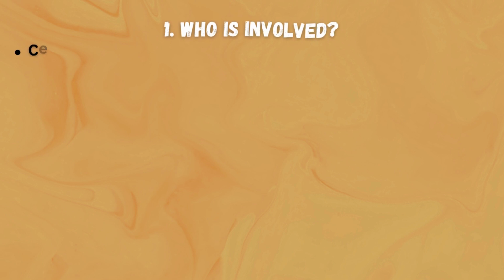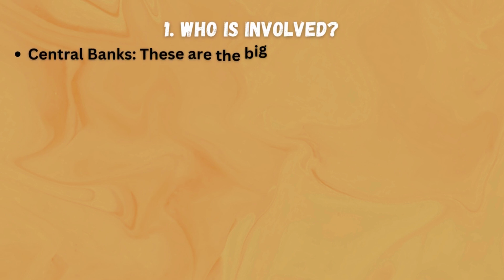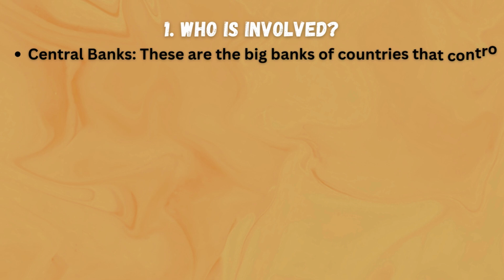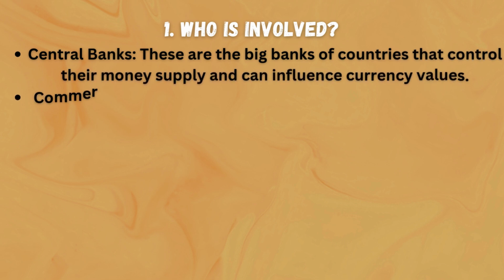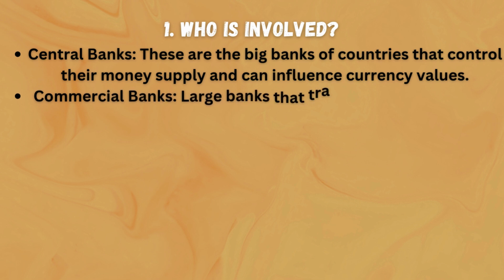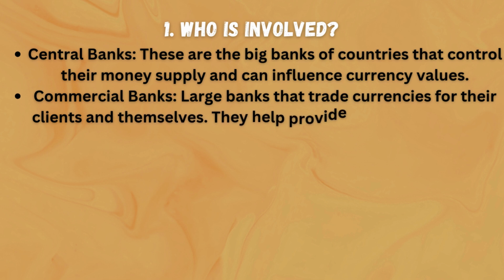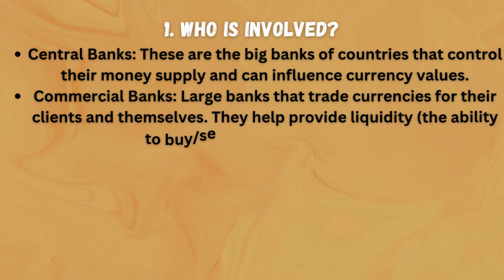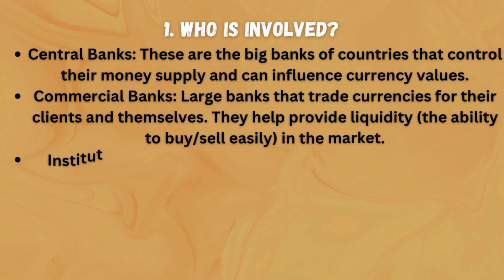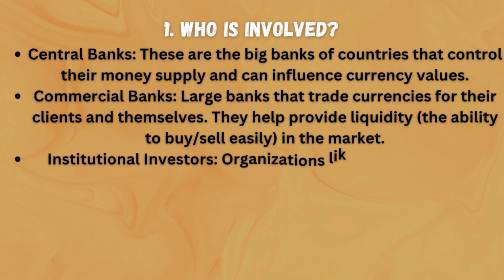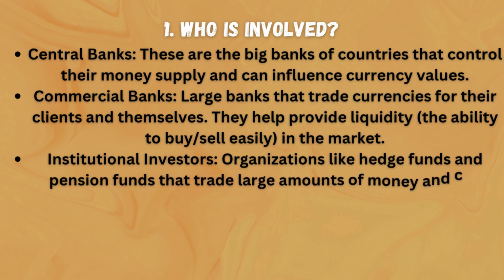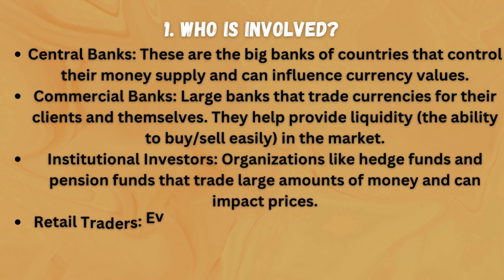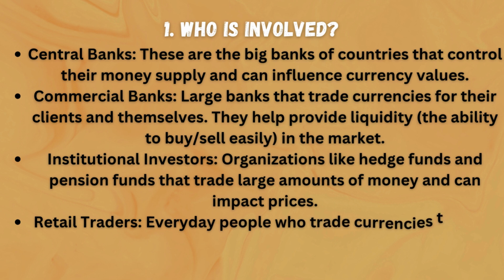The next thing that we need to do here is to know who is involved in the market structure. So the first traders who are involved are the central banks. These are the big banks of countries that control their money supply and can influence a currency value. So the next one is commercial banks, large banks that trade currencies for their clients and themselves. They help improve liquidity. That is the ability to sell easily in the market.